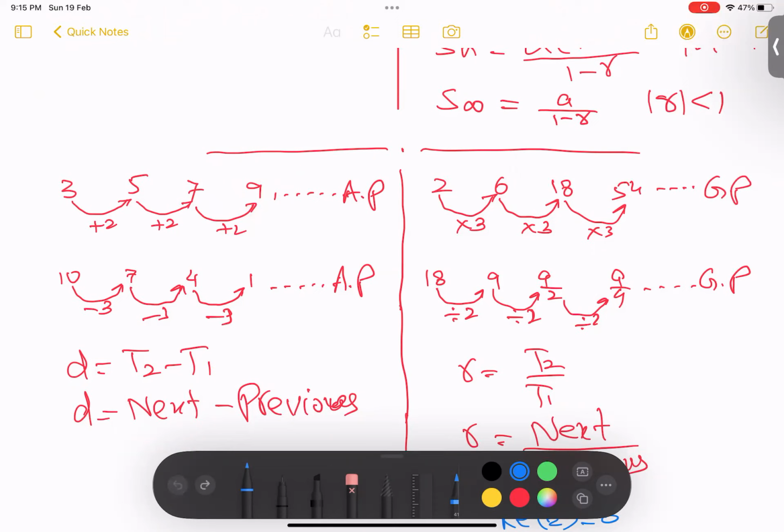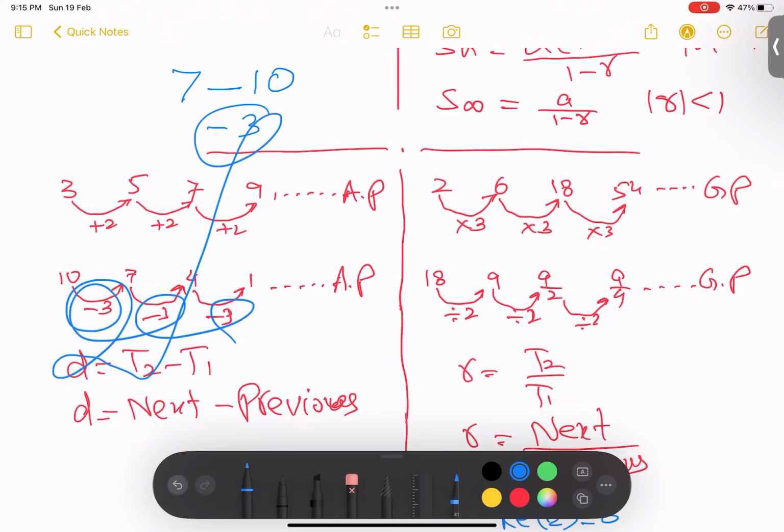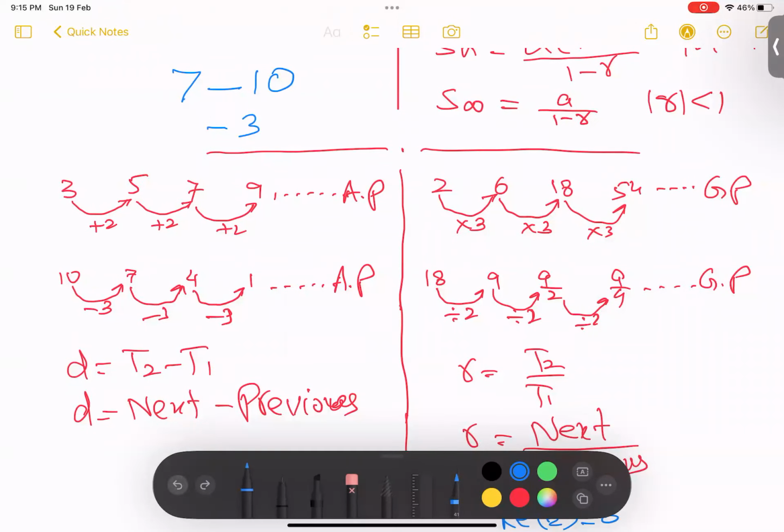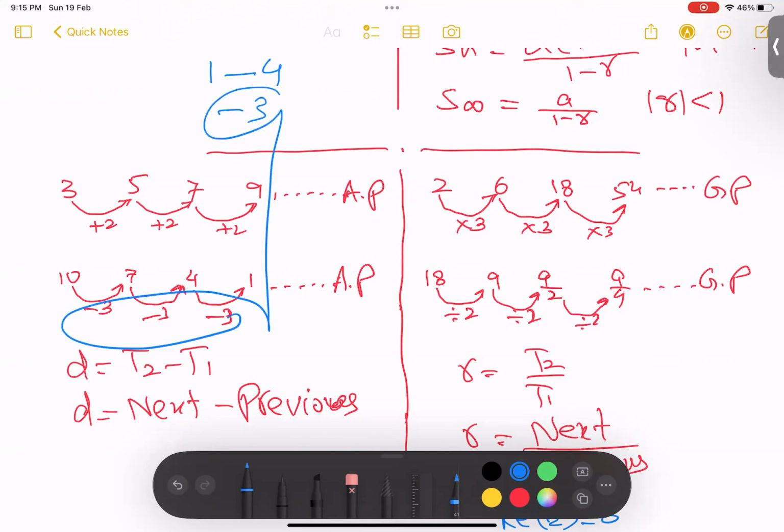For example, this 7 and 10, subtract. So second term 7 minus first term 10. If I subtract, I get minus 3, which is the common difference. If you don't like term number 2 and term number 1, you can do it another way, like term number 4 and term number 3, subtract. Term number 4 is this and 3 is this. Again, I get minus 3. So you learn a lesson that for arithmetic progression, we always subtract.